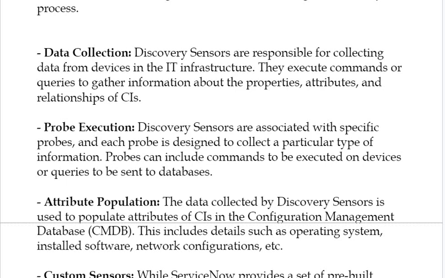Next point is attribute population. The data collected by discovery sensors is used to populate attributes of CIs in the Configuration Management Database (CMDB). This includes details such as operating system, installed software, network configurations, etc.